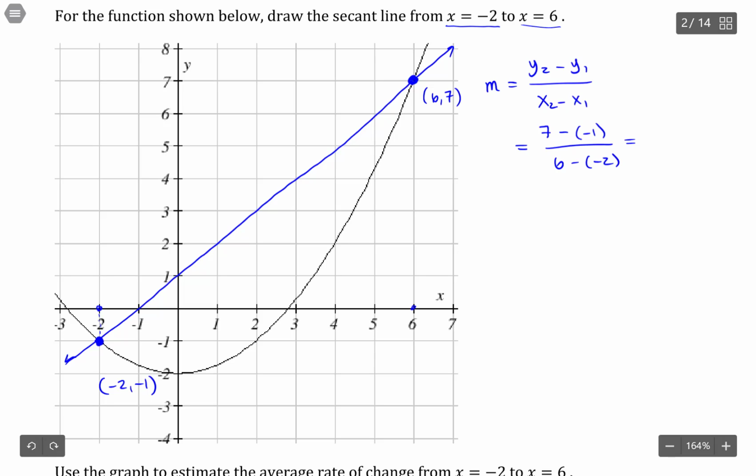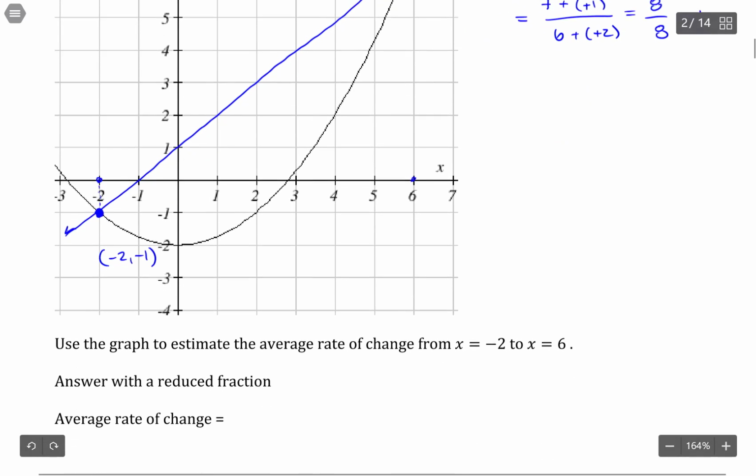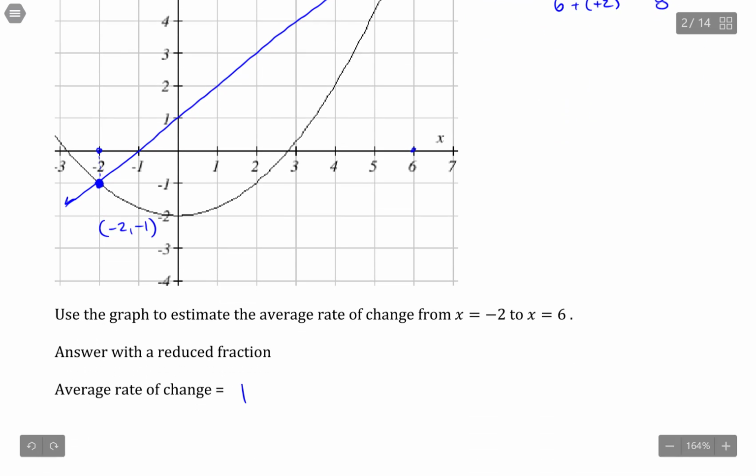So this gives me a slope of 7 plus 1, which is 8, over 6 plus 2, which is also 8. So the slope of this line is 1, which makes sense because if you look at this point here and go to the next point, you go up 1 and over 1, up 1 over 1, and so forth. So the slope being 1 makes sense. Now, that's the average rate of change.